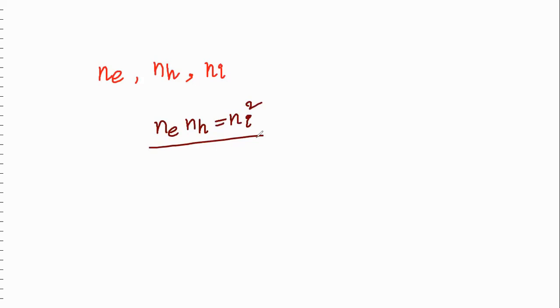Whenever one p-type semiconducting material and one n-type semiconducting material are combined, that will form the p-n junction diode. This is called a p-n junction diode. When we combine one p-type and one n-type, this is the p-type and this is the n-type.